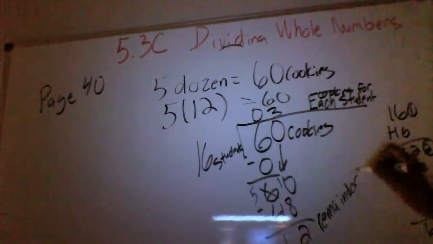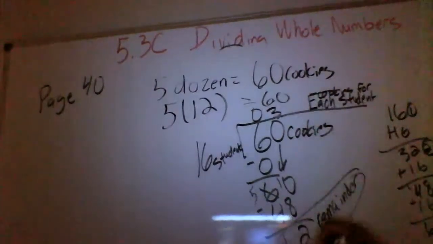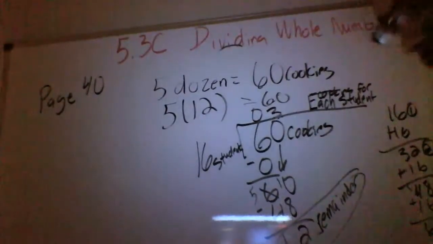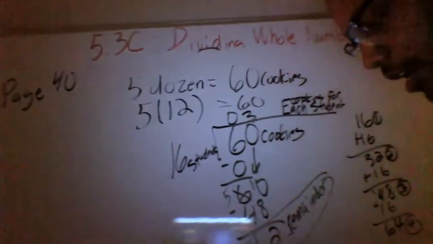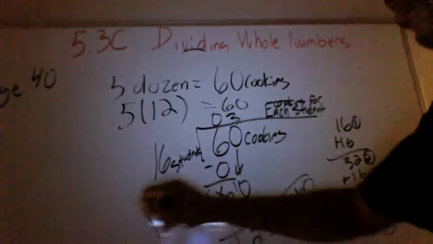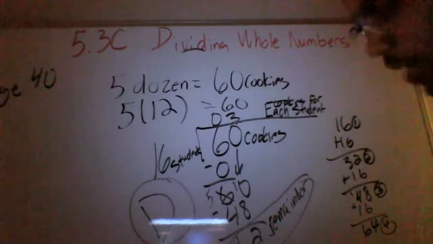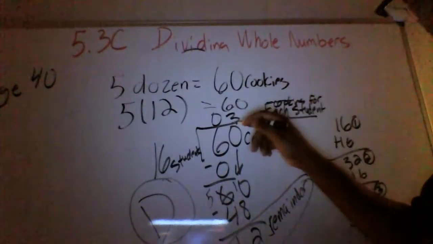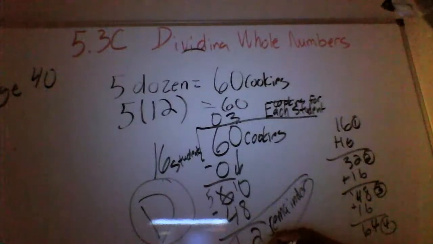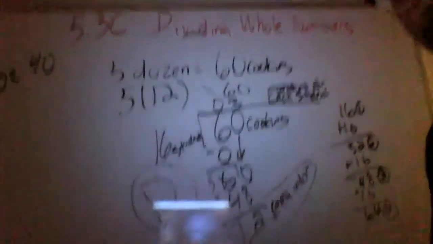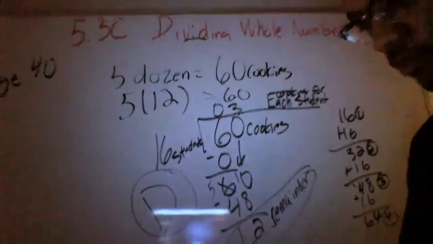So this is the remainder, but I have 12 remaining, right? Which means the answer is D. Because D says she gave each student 3 cookies and she had 12 cookies left over. All right. Any questions about number 3?